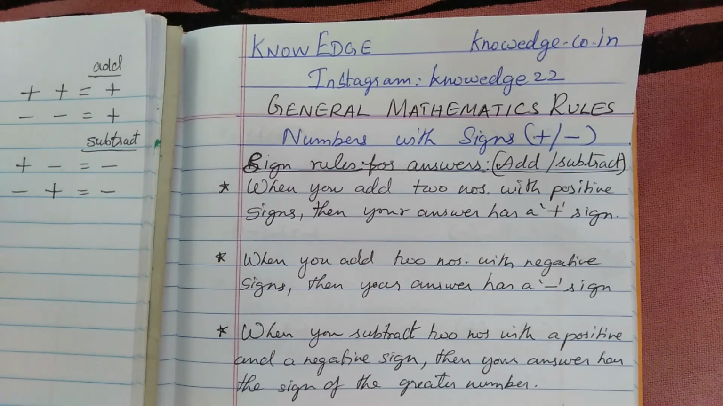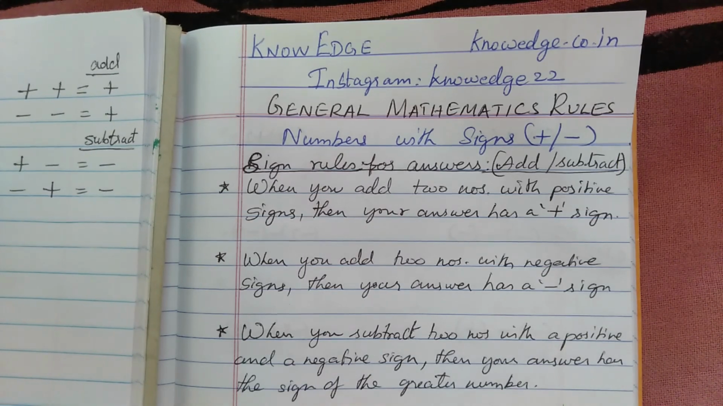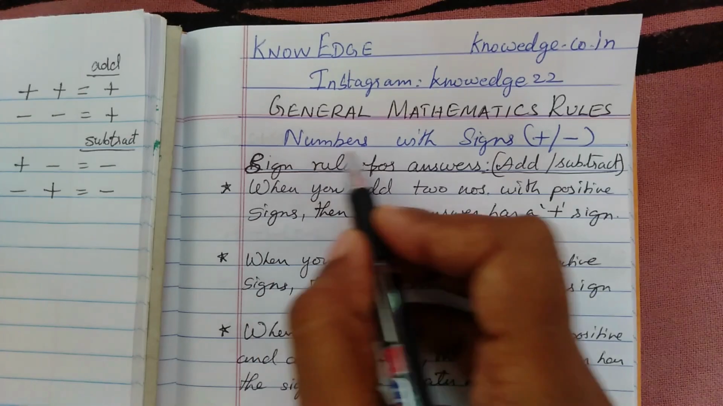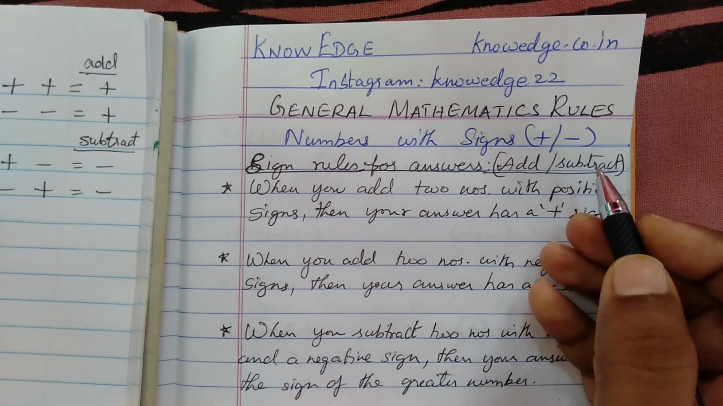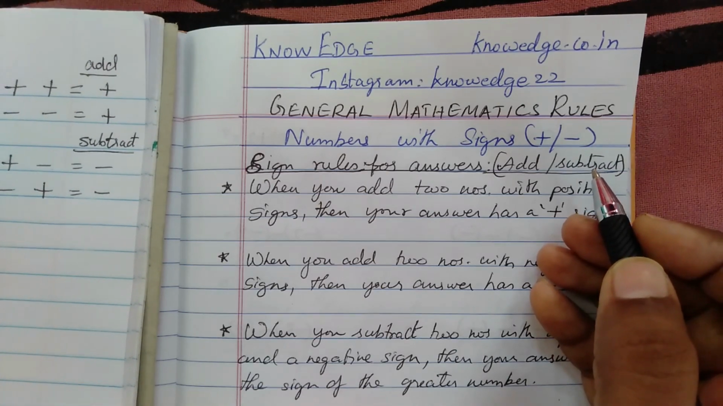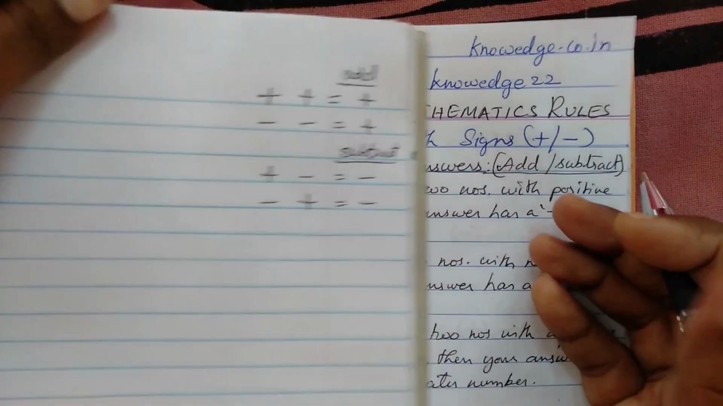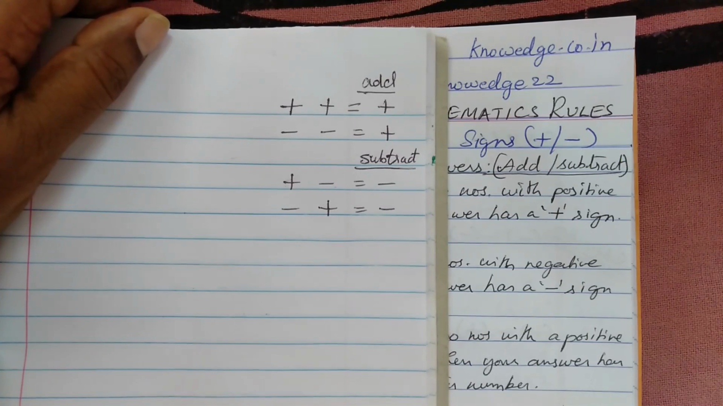This is a special video session to explain some of the general mathematic rules, and this video is especially for those who are confused with numbers with signs, the positive or the negative numbers, and what signs the answers will have. Now you have to keep in mind certain things before we go forward.